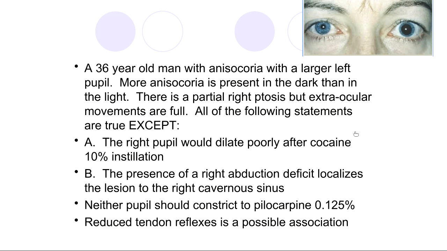Okay. So your third question is, neither pupil should constrict to pilocarpine 0.125%. True or false? That would mean that it's a preganglionic lesion or not. No, I mean that dilute pilocarpine we use for another test. That's the test for Adie's. So that's a trick. That's just to trick you to make sure you know what your tests are.